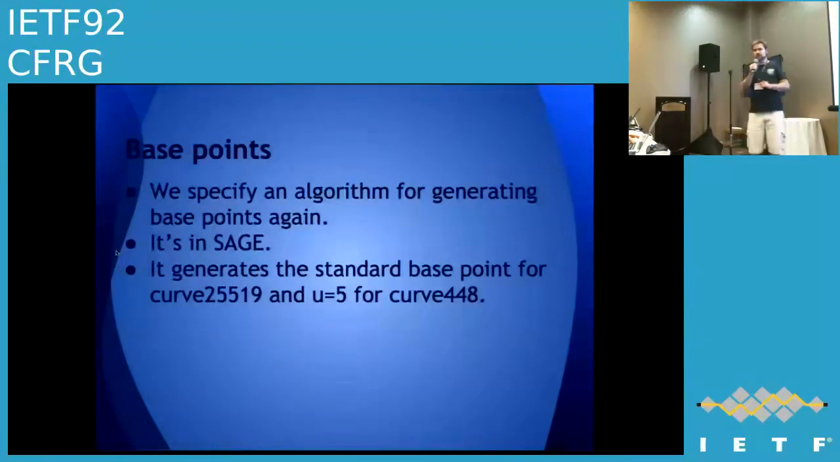Base points. So we had a base point generation algorithm when we inherited it from the Microsoft draft. It didn't actually generate the base points we were using, so I got rid of it. But now there's an open question about when we imported Goldilocks, what should its base point be? So we have, again, a base point generation algorithm which simply says it is the smallest U value which gives you a point in the correct subgroup. That generates the usual base point for curve25519, and for curve448, we end up with u equals 5. So there we go, that's now our base point, and we have an algorithm in Sage.